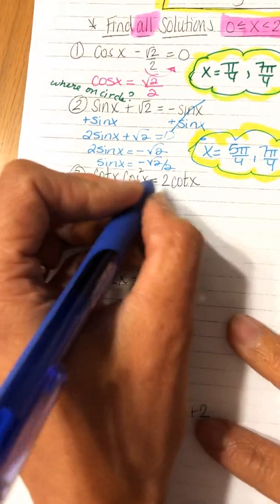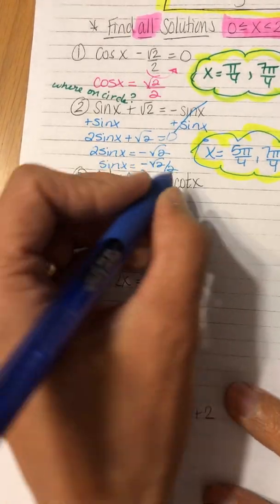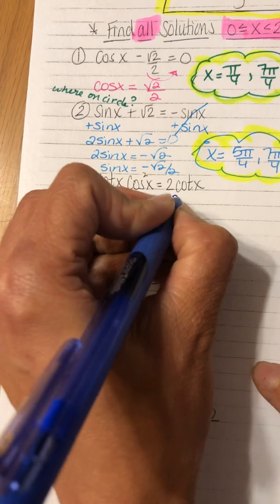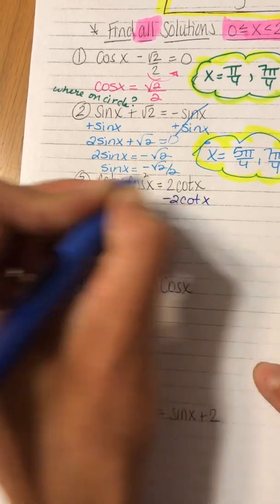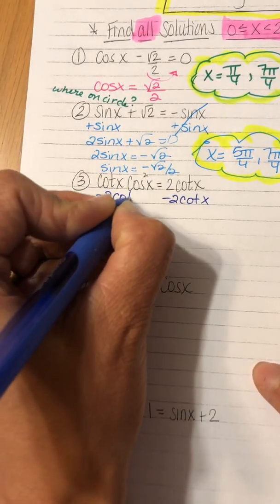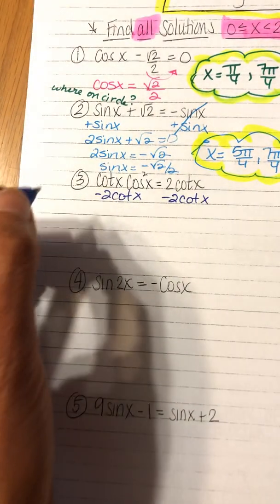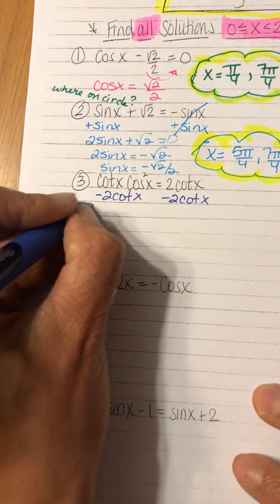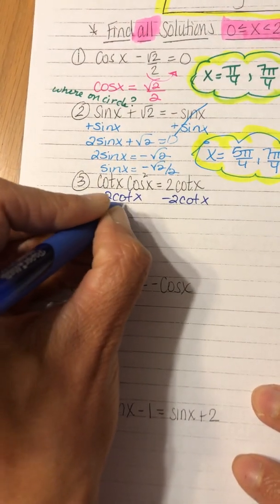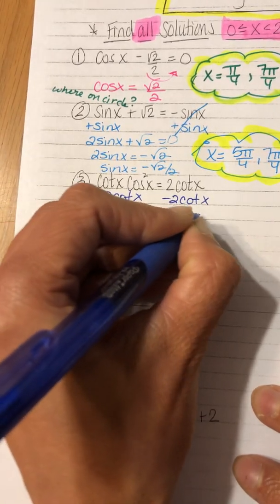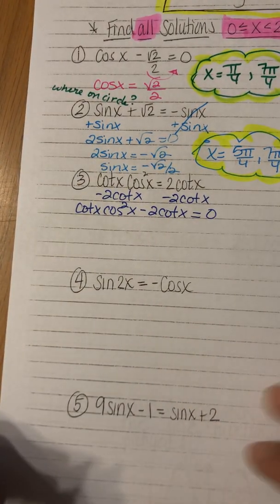So what we're going to do is get this to equal 0 because we've got a lot going on, but I know that both of these have at least a cotangent x. So I'm going to subtract 2 cotangent x from both sides. And I'm going to fix that on my worksheet here because that was wrong. Okay, so we're going to have cotangent x cosine squared x minus 2 cotangent x equals 0.